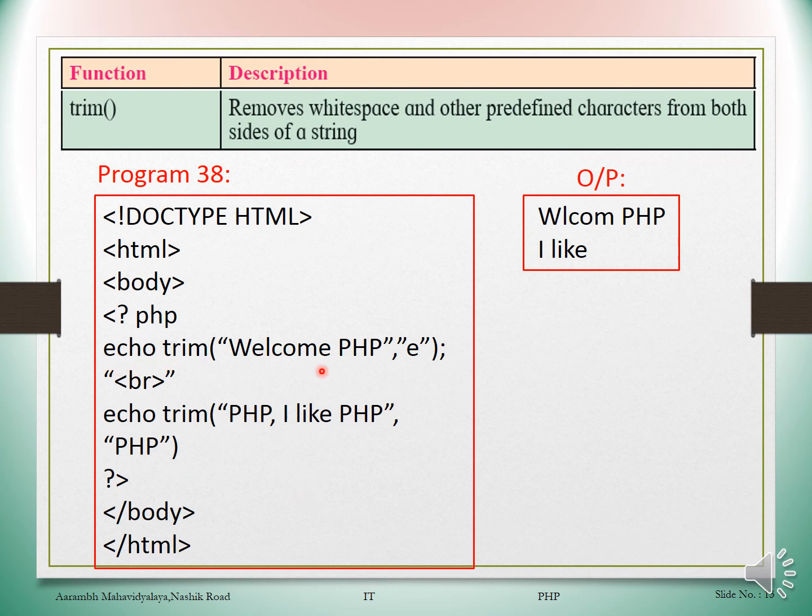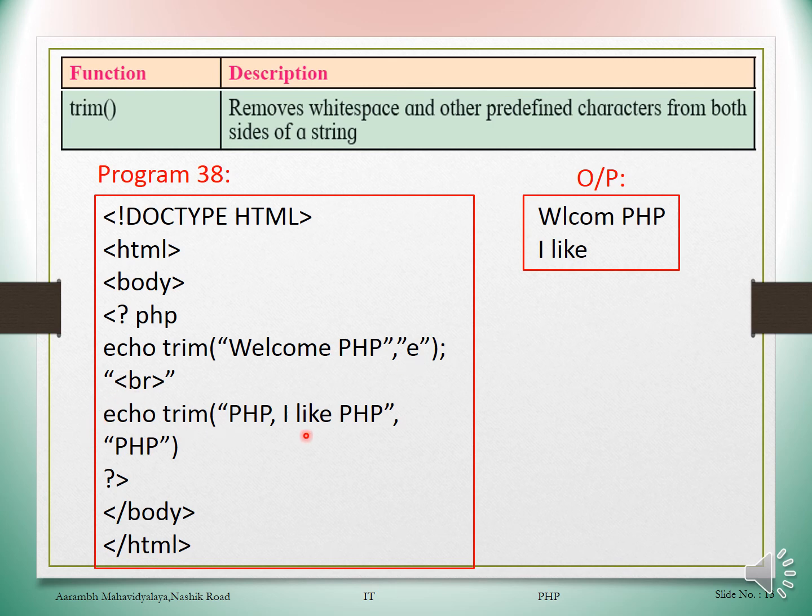Echo trim welcome PHP, and we have to trim the letter E. Therefore in the first output, from the welcome word both E will be removed, and we will get the output like this, WLCOM and then PHP. Here we trimmed only a letter.